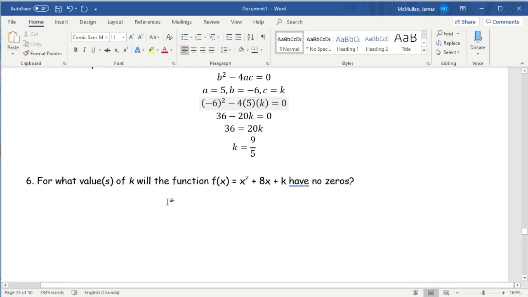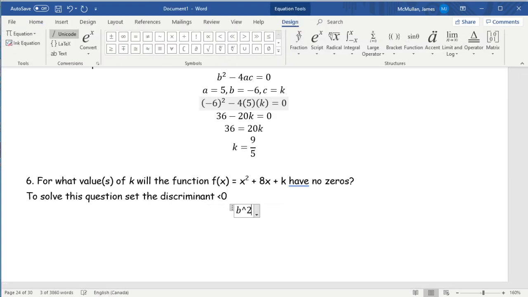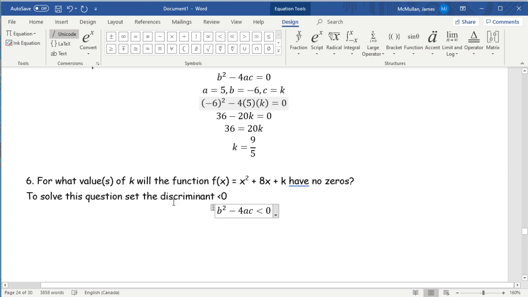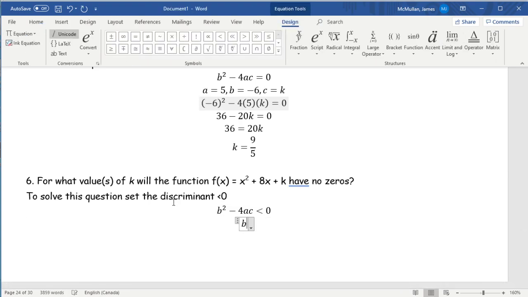So what's the trick to figuring out a question like this? To solve this question, you're going to set up the discriminant and set it less than 0. If there are no zeros, there are no x-intercepts, which means the discriminant is negative. So we go b squared minus 4ac is less than 0. It's a negative number.